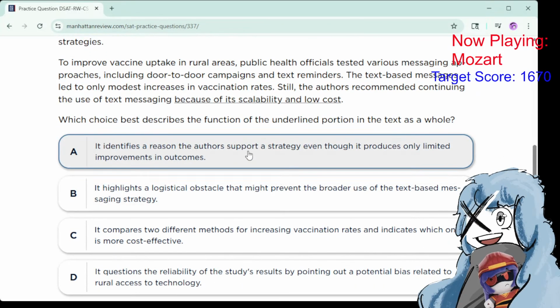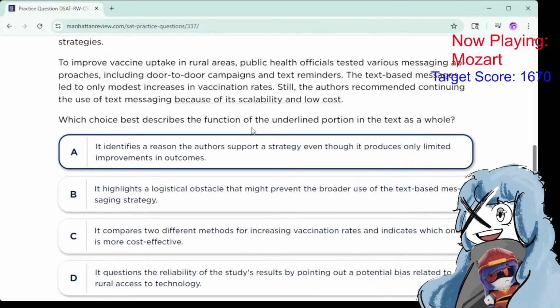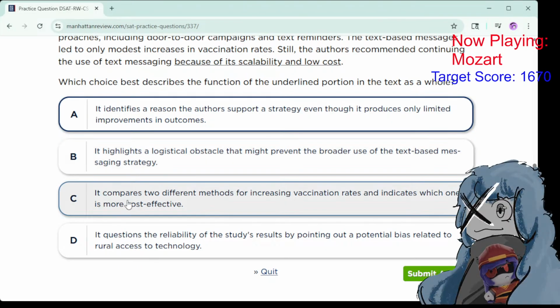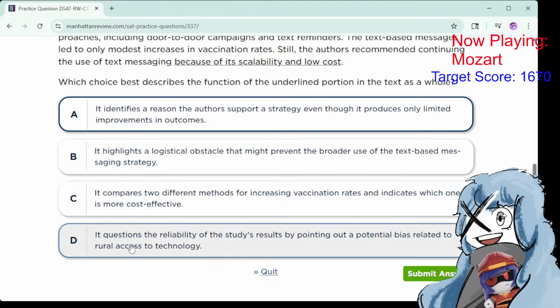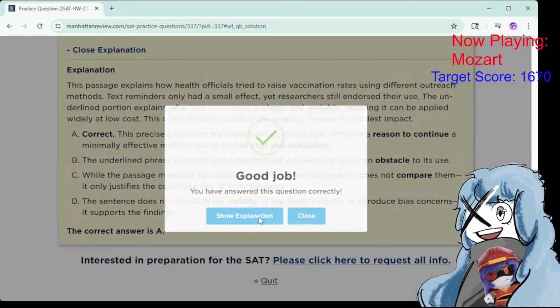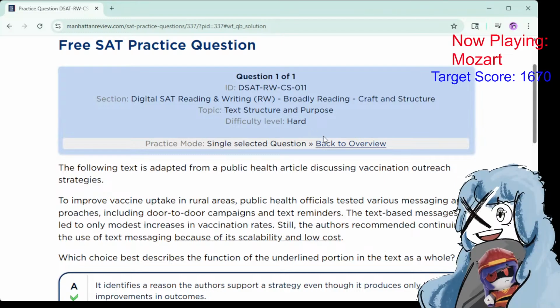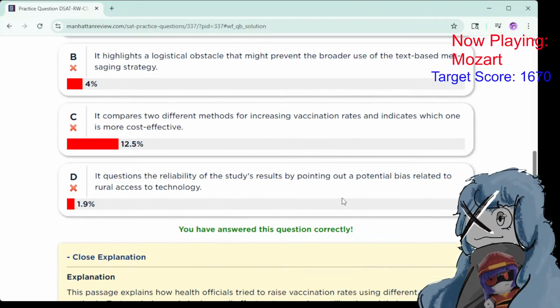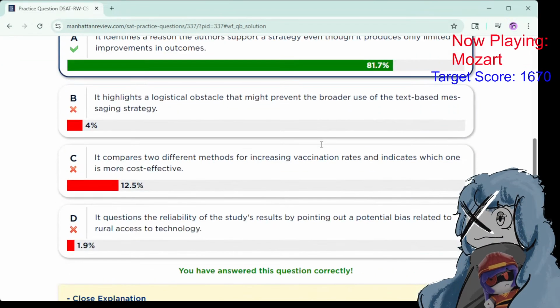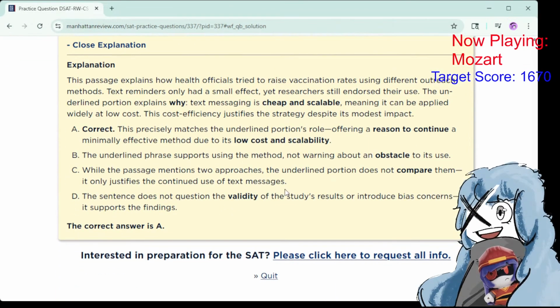And this is the reason the authors support the strategy even though it has produced only limited improvement in outcomes. B highlights the logistical obstacle of mime, which is not an obstacle. It compares two different methods, not really. The answer is A. This one's hard. The difficulty is definitely really messed up.